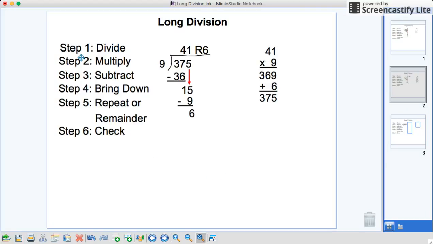If you didn't do this on the first time, please copy down all 6 steps into your notes for the long division.